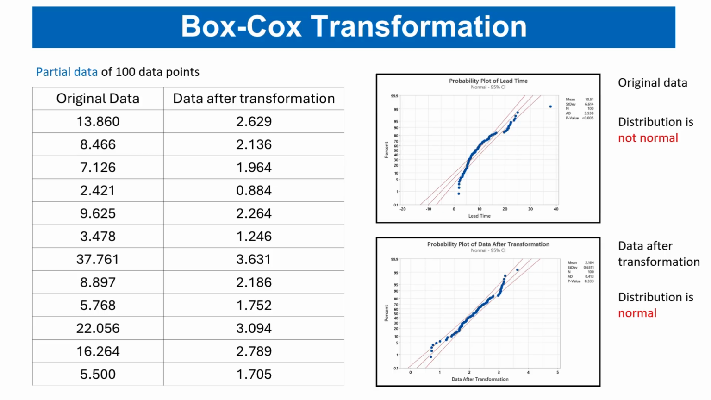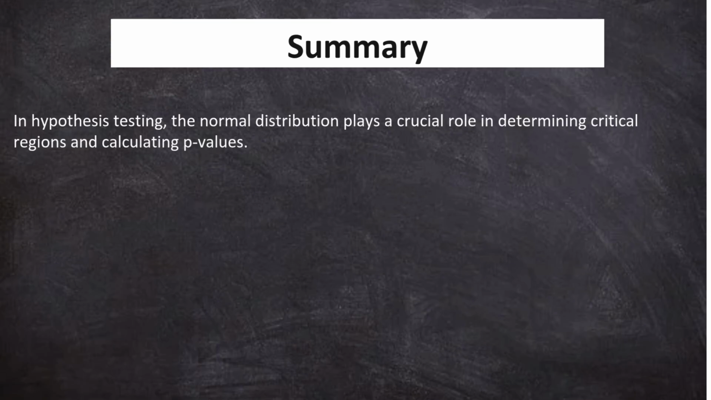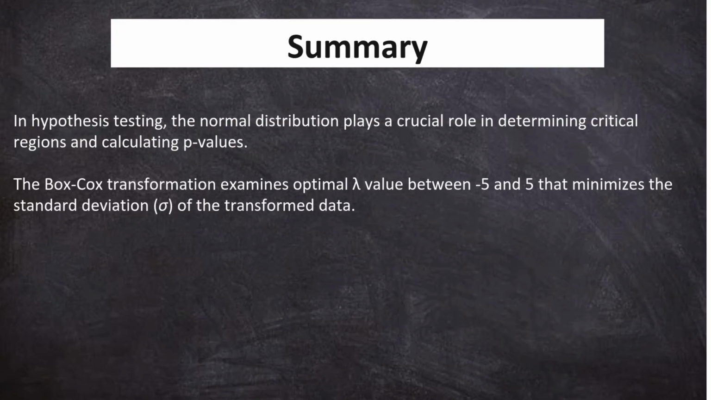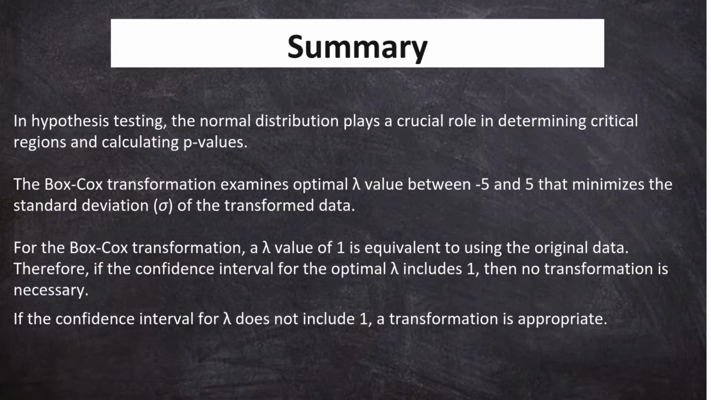In hypothesis testing, the normal distribution plays a crucial role in determining critical regions and calculating p-values. The Box-Cox transformation examines the optimal lambda value between -5 and 5 that minimizes the standard deviation, sigma, of the transformed data. For the Box-Cox transformation, a lambda value of 1 is equivalent to using the original data. Therefore, if the confidence interval for the optimal lambda includes 1, then no transformation is necessary. If the confidence interval for lambda does not include 1, a transformation is appropriate.